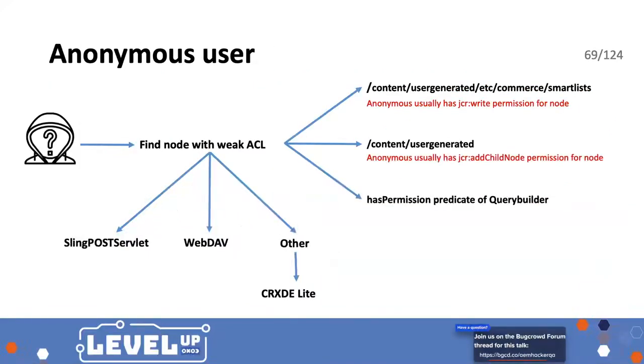With anonymous user access, you similarly can try to find nodes in JCR for which you can add child nodes or that have jcr:write permission. Usually, anonymous user has jcr:addChildNodes permission for the content/usergenerated node, and jcr:write permission for content/usergenerated at the commerce SmartLeads node.